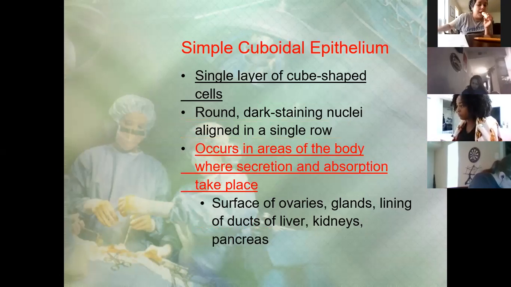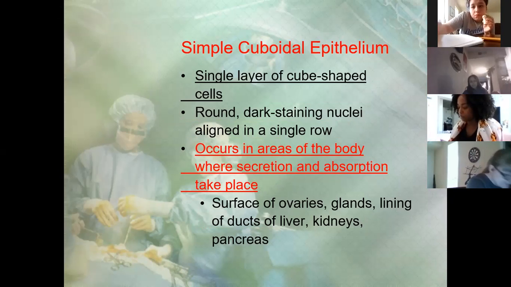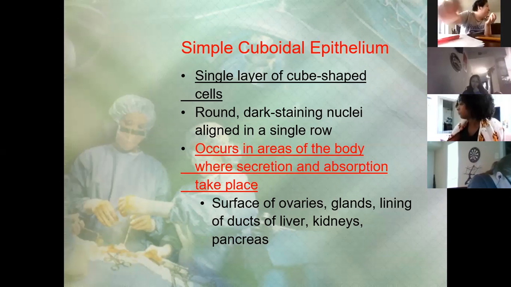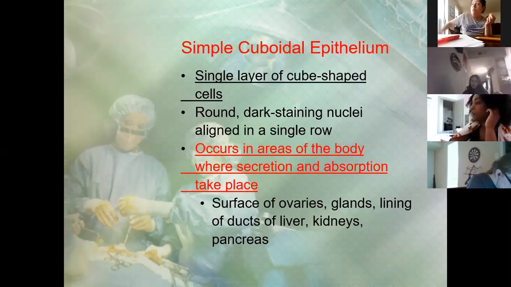We have our simple cuboidal, so a single layer of cube-shaped cells. These are going to be in areas where we have secretion and absorption. Secretion is when we put a product out. Absorption is when we take a product in. So like hormones in the ovaries, liver, kidneys, anywhere that we are making a product and we have to get it out to the body. Or if we're taking in a product that was made somewhere else in the body, that's going to be where this simple cuboidal, it just gives us a little more surface area to help absorb or secrete whatever it is that we're making.